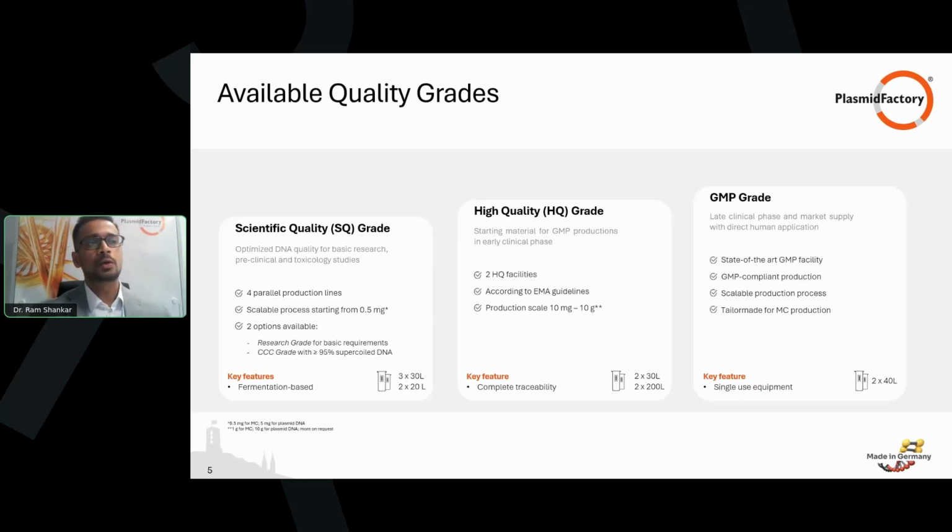But then you can go on to high quality grade once you've identified a candidate. And then these are actually already sufficient for you to enter GMP production of your viral vectors for early clinical phase studies. Okay? And then you have your GMP grade, of course, where everything connected with late clinical phase, market supply and so on, and of course, application of DNA directly into a human patient.